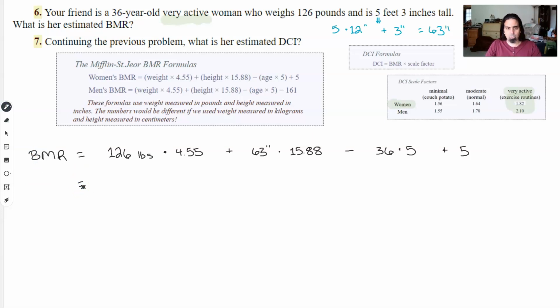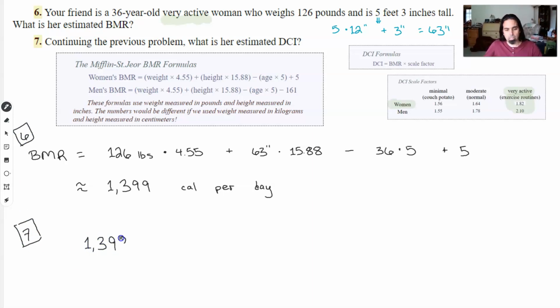126 times 4.55 plus 63 times 15.88 minus 36 times 5 plus 5 gives me about 1,399. And the units for BMR are calories per day. So if she's only lying down in a hospital bed, not moving at all, that's her metabolism, burning 1,399 calories per day.